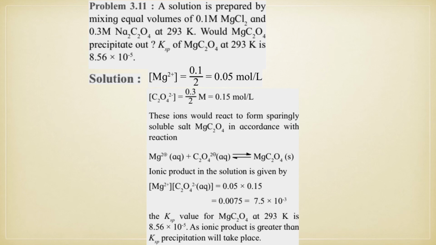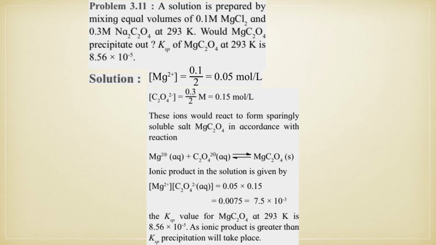It is an unsaturated solution. And when IP is greater than Ksp, then it is a supersaturated solution, and therefore it will precipitate out. Supersaturated solution means it precipitates out. So by comparing, once I know the value of IP, I can directly compare with Ksp and tell whether it will precipitate or not.